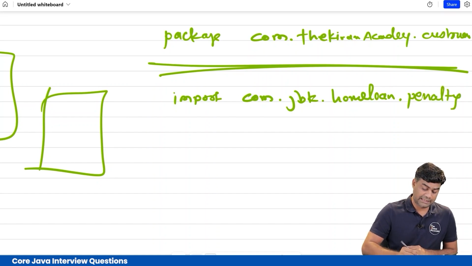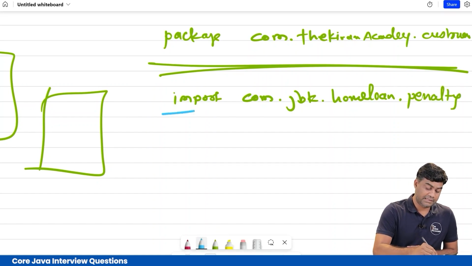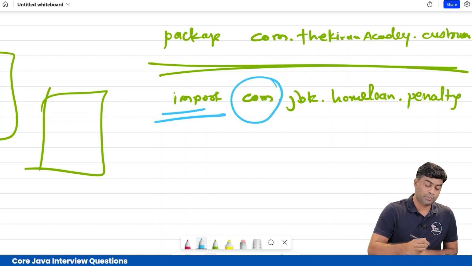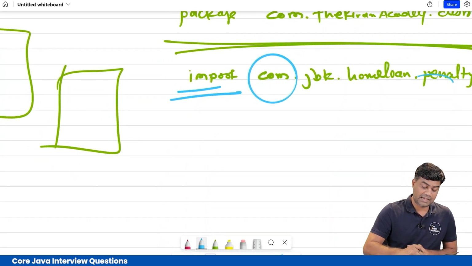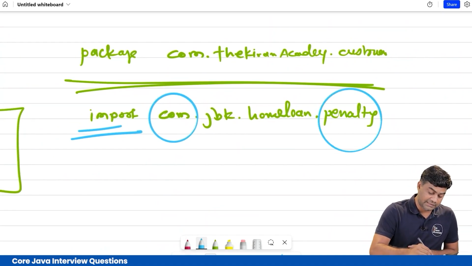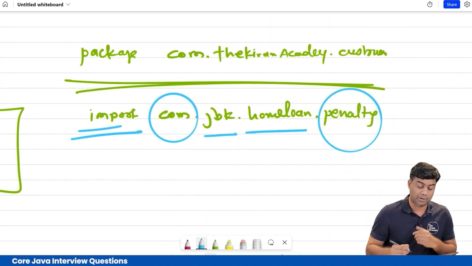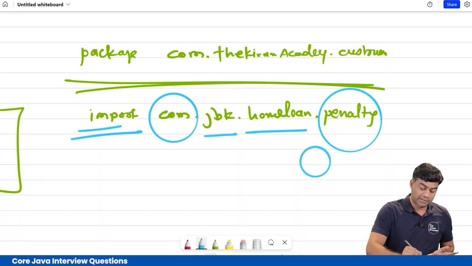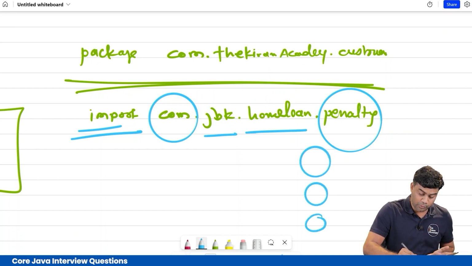So in this case, it's very simple. Remember, this is the import statement. This is a root folder. At last we'll have a file name. This is a subfolder of com. This is a subfolder of jbk. So the folder structure will be like this: com will be here, then jbk will be here, then home loan will be here, and then the penalty file will be here.